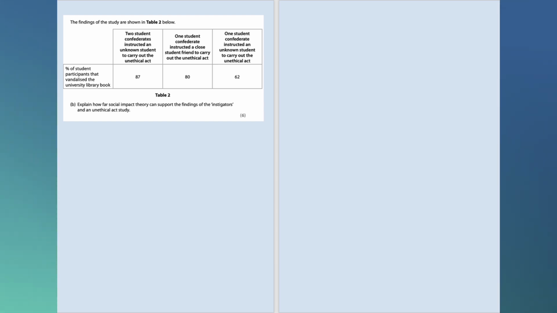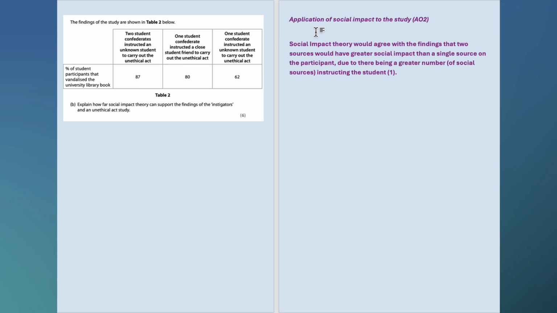And it breaks down into 2 main sections. So the first section is applying social impact theory to the study. So we've got to basically say what social impact theory is going to do for us in this study. So let's see if we can work that out a little bit together. So let's see what my first one says.